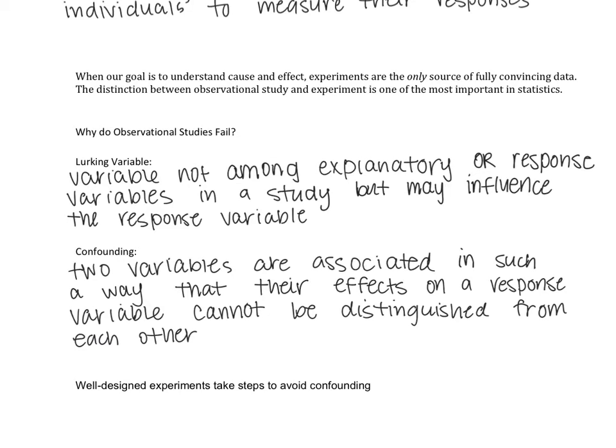You don't know which one actually had more of an impact on whether or not older women had more heart attacks than younger women, because those two variables were so closely related. So an experiment that's well designed takes steps to avoid confounding. If they're testing a new medication, they won't test it on younger women and older women. They'll try to avoid that by testing it on people of the same age, to make sure that age is not a factor in the experiment.